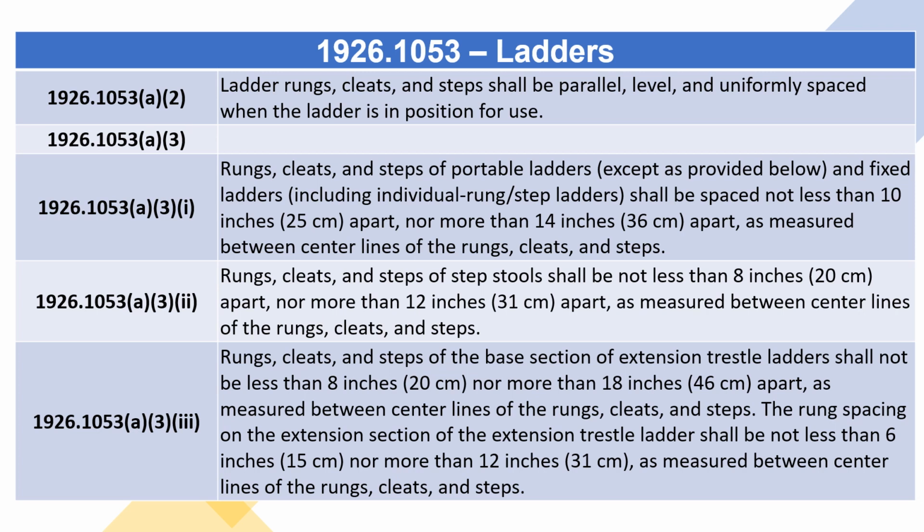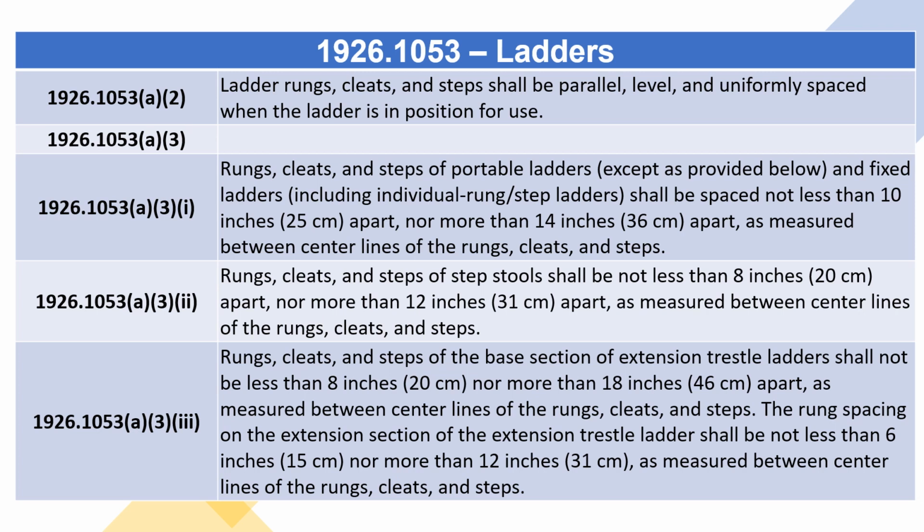1926.1053(a)(3)(i) through (a)(3)(ii): Rungs, cleats, and steps of portable ladders, except as provided below, and fixed ladders, including individual rung/step ladders, shall be spaced not less than 10 inches (25 centimeters) apart, nor more than 14 inches (36 centimeters) apart, as measured between center lines of the rungs, cleats, and steps. Rungs, cleats, and steps of step stools shall be not less than 8 inches (20 centimeters) apart, nor more than 12 inches (31 centimeters) apart, as measured between center lines of the rungs, cleats, and steps.